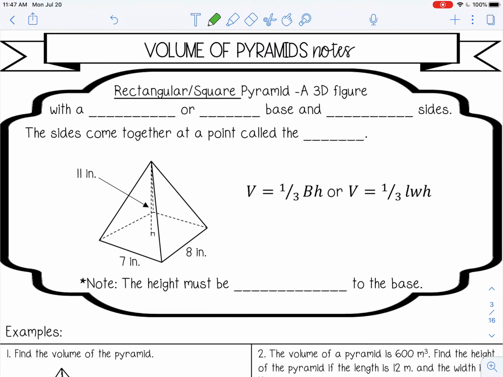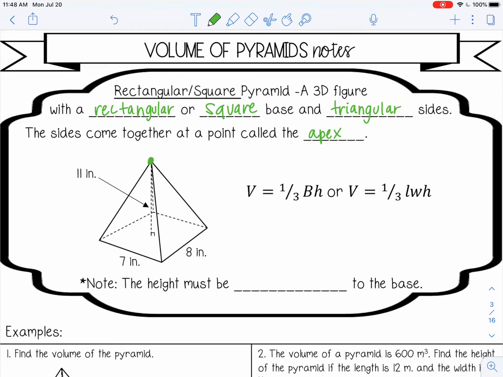Welcome to this lesson on the volume of pyramids. So a rectangular or square pyramid is a three-dimensional shape with a rectangular or square base and triangular sides, or triangular faces. And the faces or the sides come together at a point called the apex.